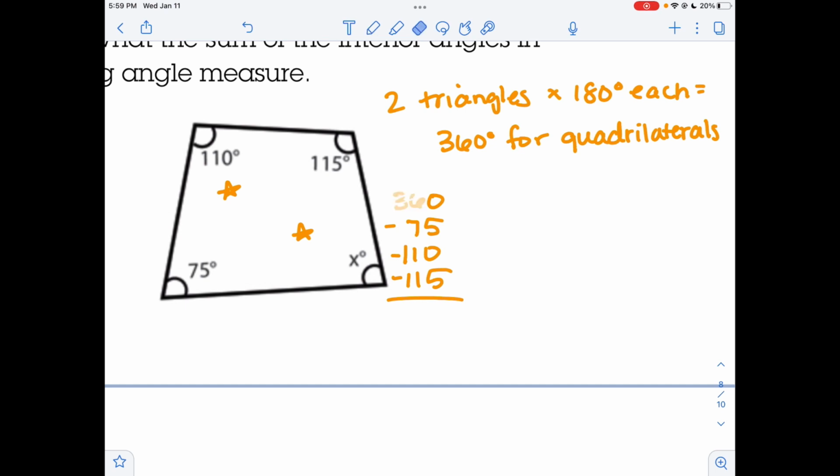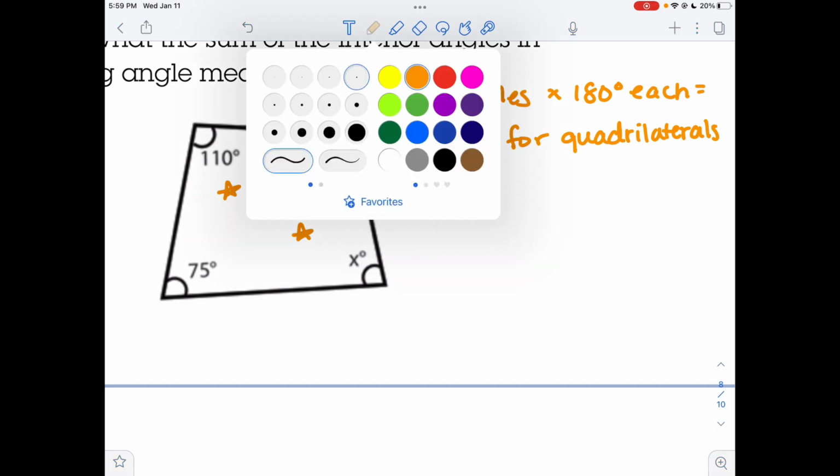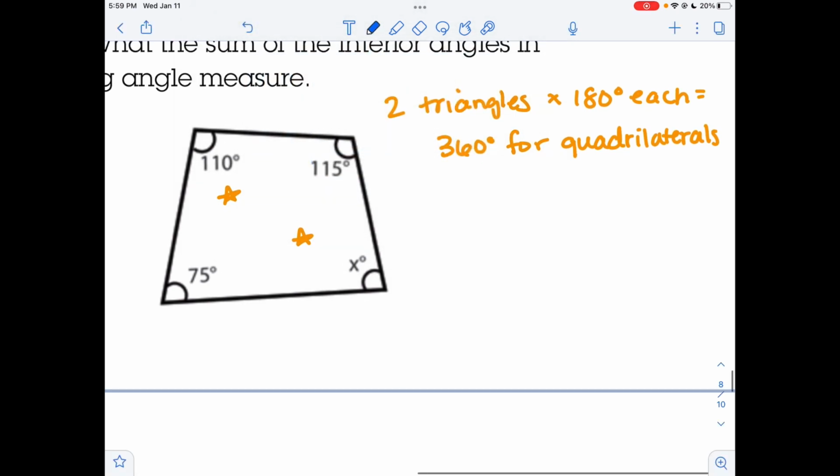Now, I do prefer the full equation method because if we end up with some algebra in these angles, instead of 115, maybe it says x plus 35. You're not going to be able to just subtract x plus 35 off of 360. So I do really want you to try and get in the habit of writing out whatever it says for your 4 angles, writing an equation where that equals your interior angle sum, which remember changes based on the number of sides that your shape has.